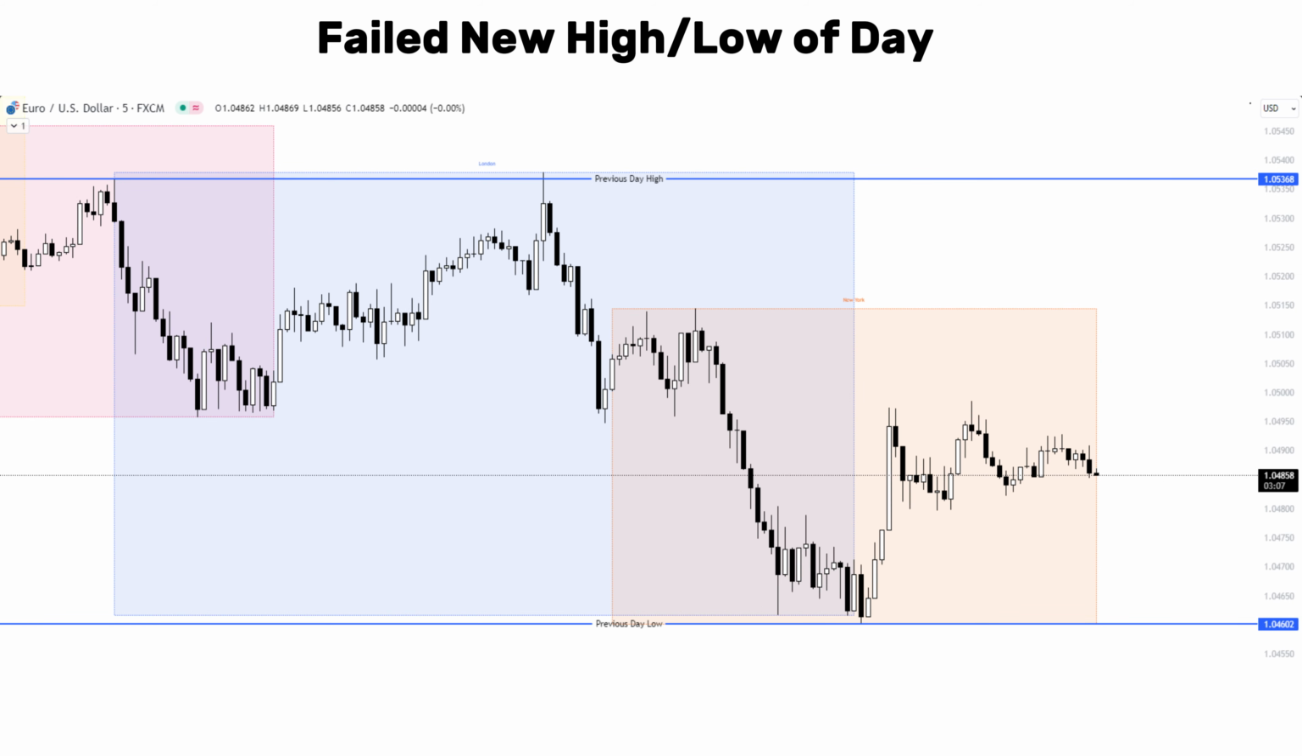We could also consider the time of day. Failed breaks that happen during the most important market opens, like the London session or the New York session, might be more impactful because of the increased volume of institutional traders being active at those times.